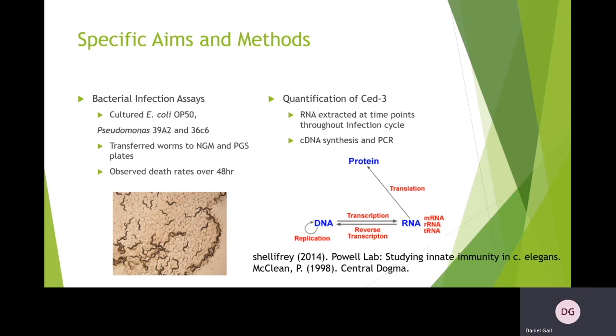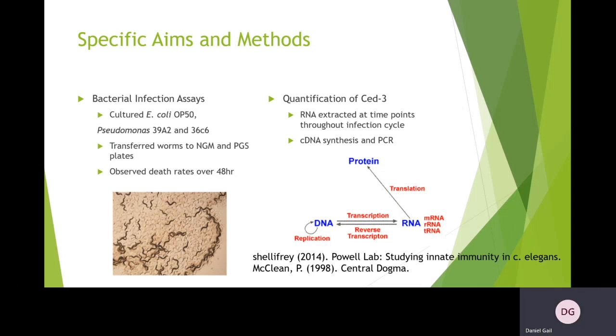To do this, 3 separate strains of bacteria were cultured on 2 separate medias. The first strain was E. coli OP50, which is generally used as the food source for culturing C. elegans, while Pseudomonas 39A2 and 36C6 were the experimental strains. The experimental strains were plated on both slow kill, which is a normal nematode growth media, and fast kill, PGS media.